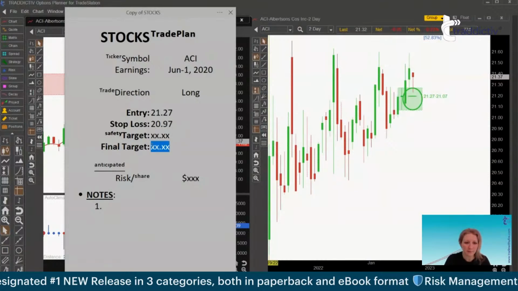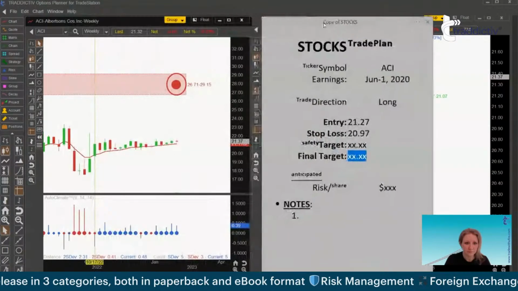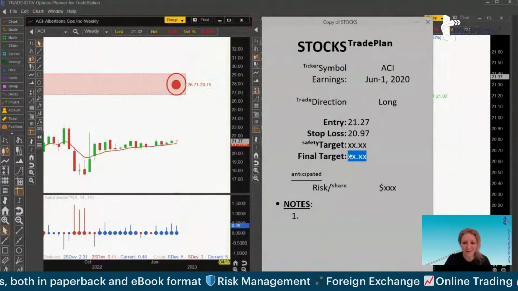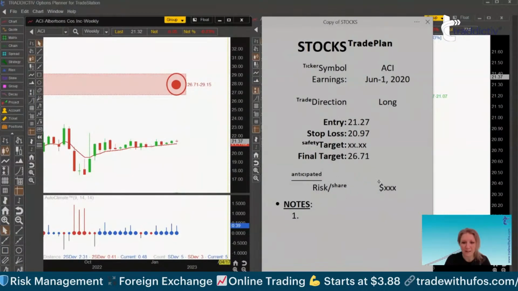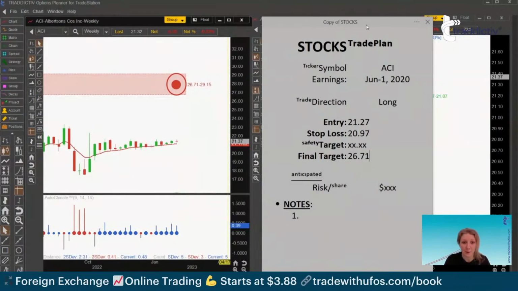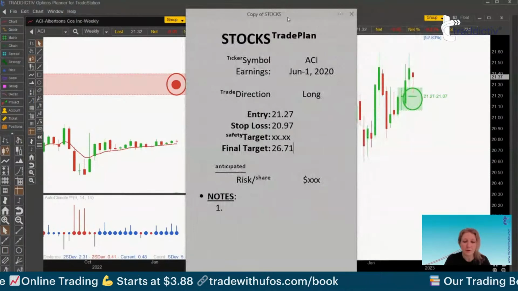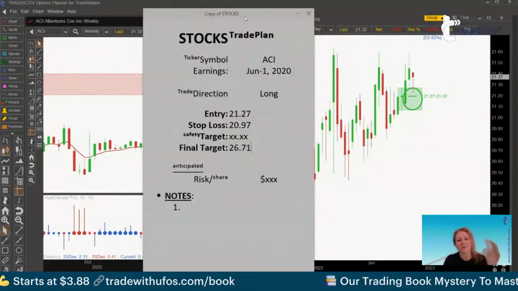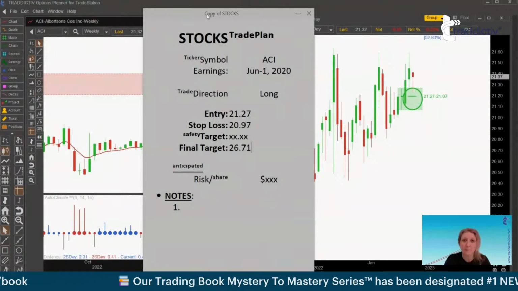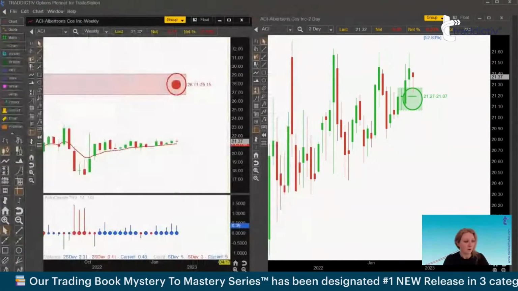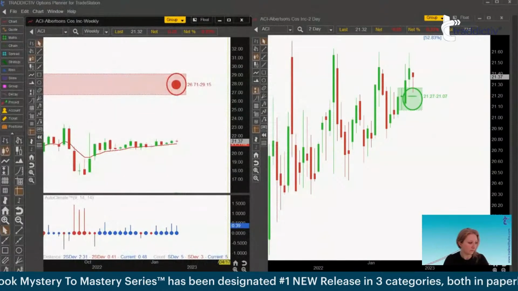Our final target is going to be this number here, 26.71. Again, we'll figure out our anticipated risk per share in a second as well. So that's the entry, stop loss, and final target. We're going to go to TradingView to finish off this trade and place it and fill in a couple more of those important details. Okay, so let's bring up TradingView.